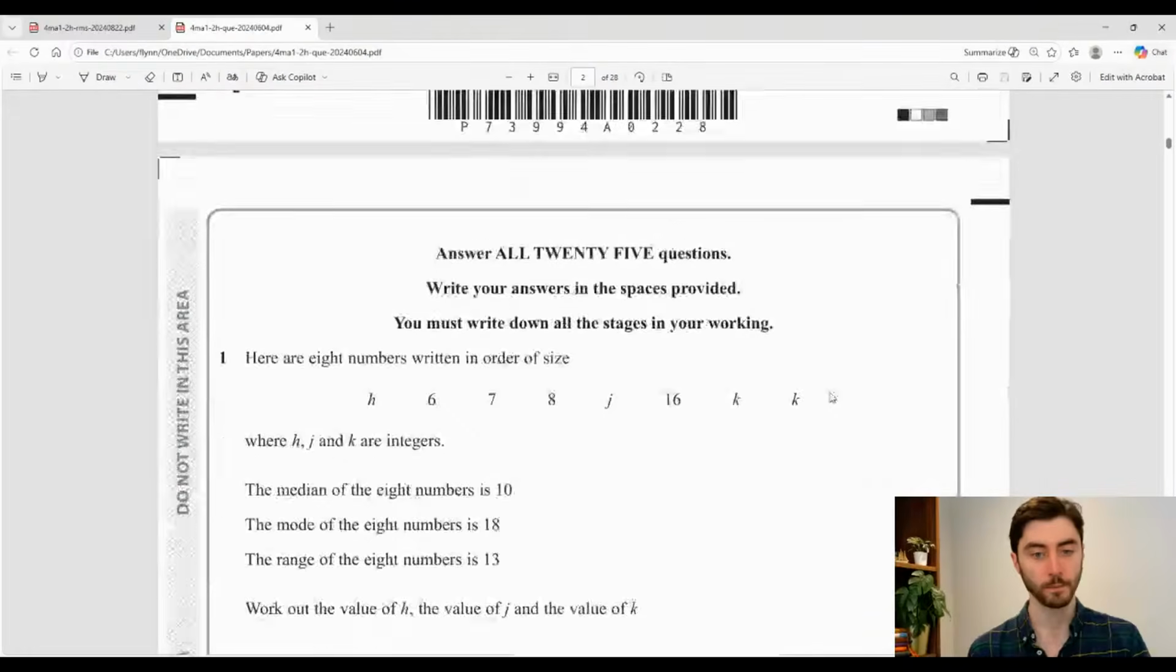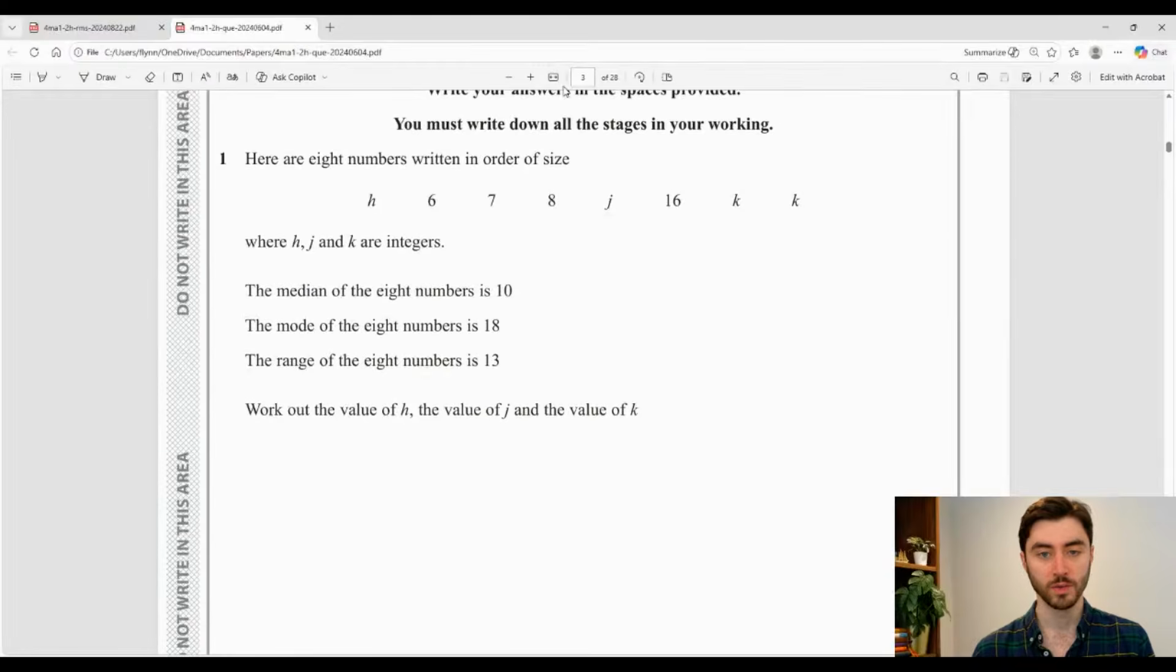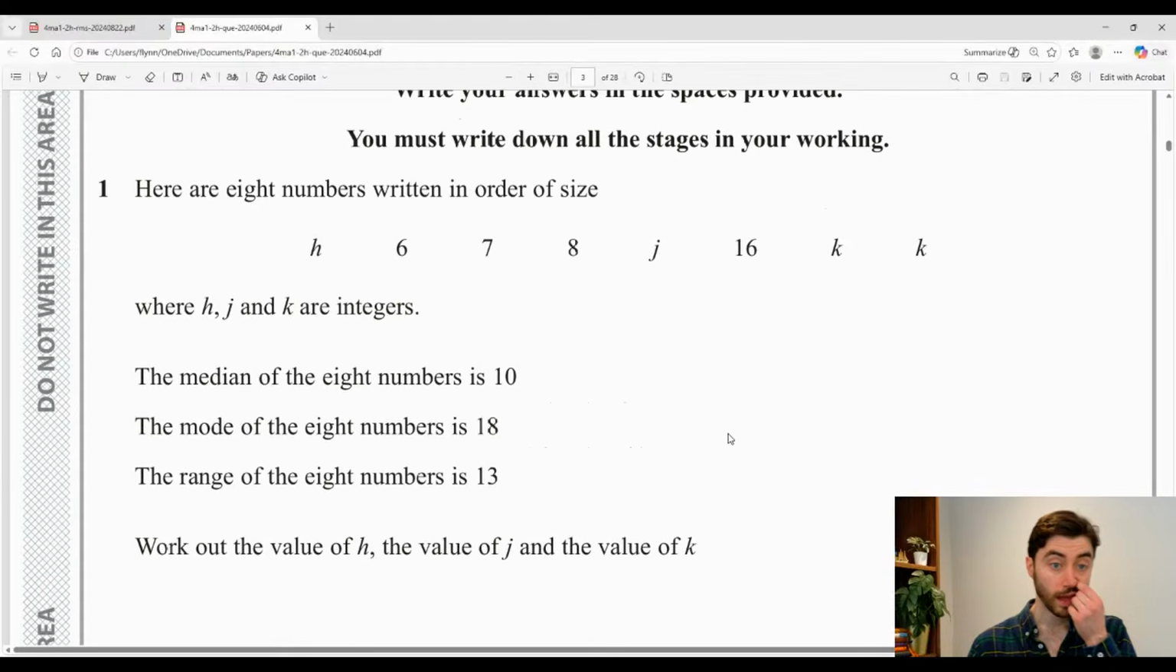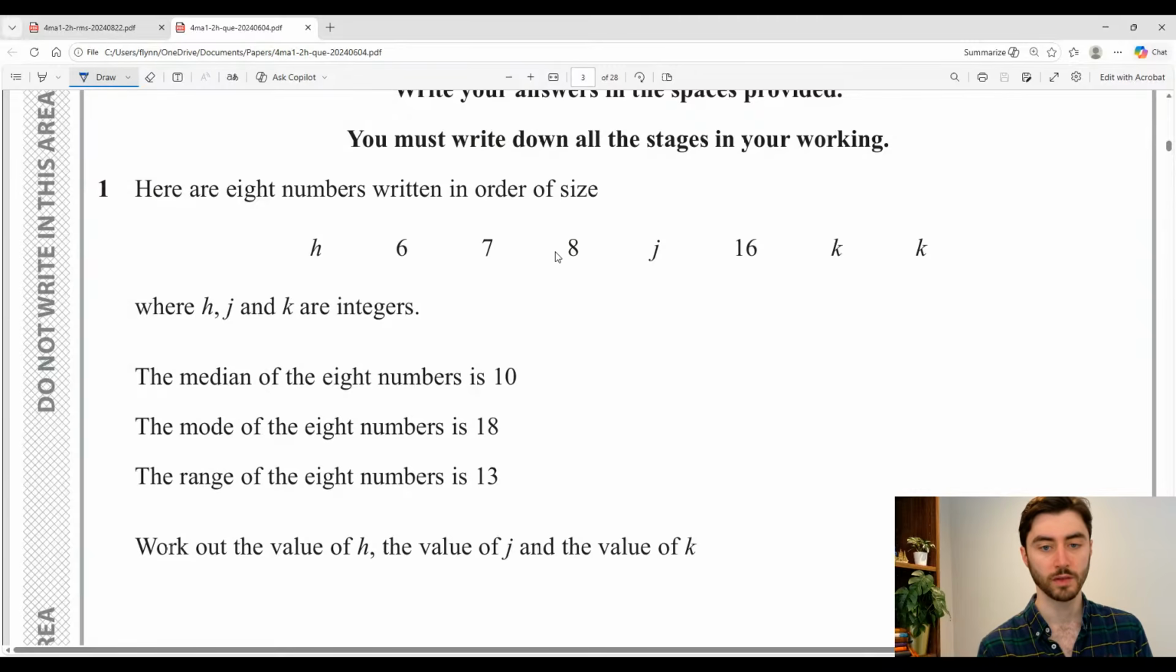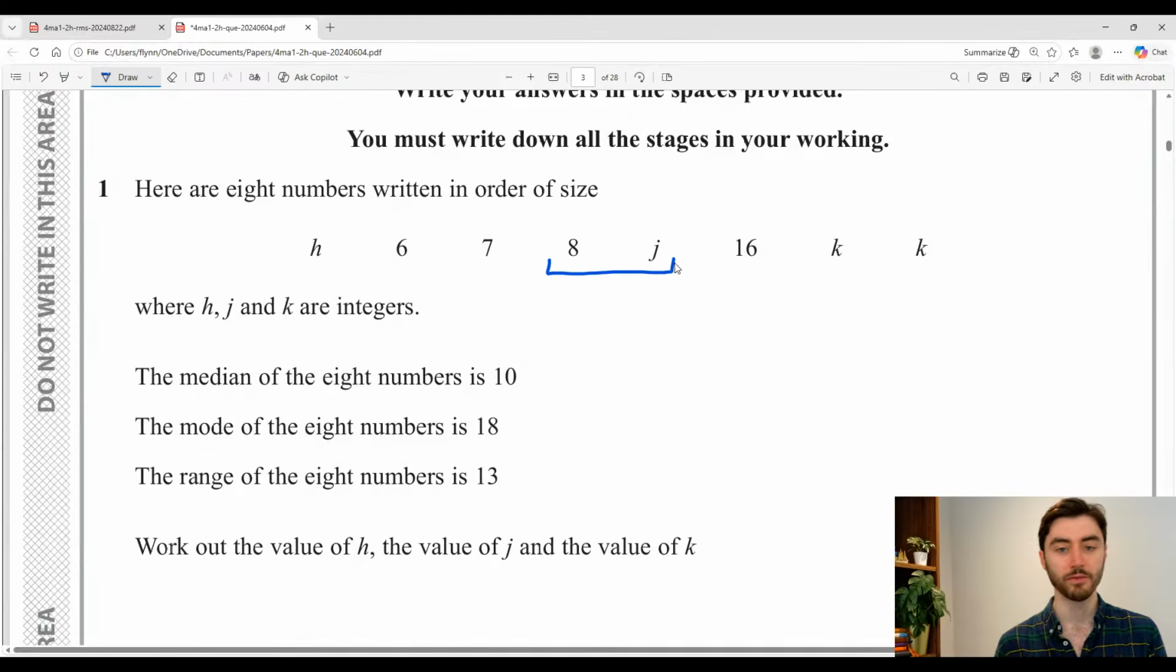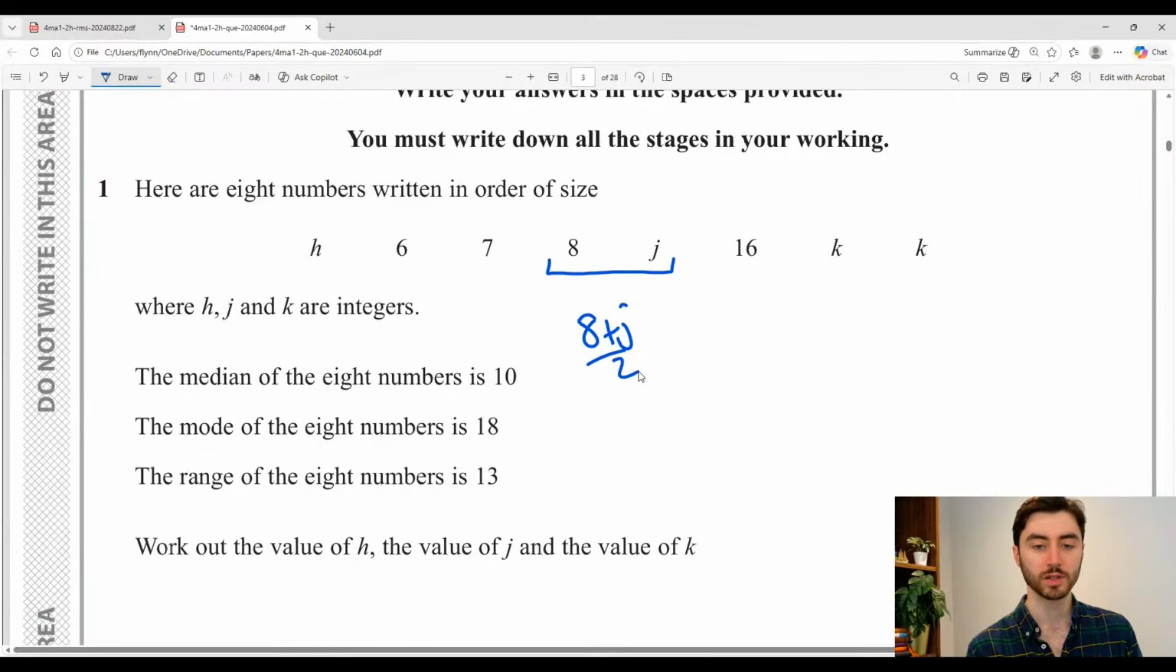Question 1. 8 numbers written in order of size, where we've got 3 integers in the mix. The median is 10. Well, there's 1, 2, 3, 4, 5, 6, 7, 8 numbers, which means the median is going to be the average of these middle two. So that means that (8 + j) / 2 is going to be equal to 10. So 8 + j is equal to 20, and j is equal to 12.